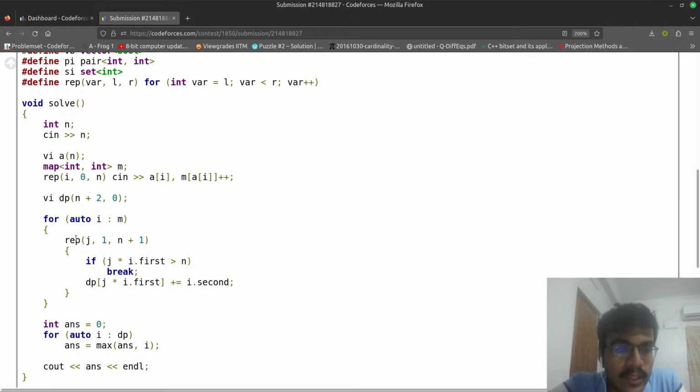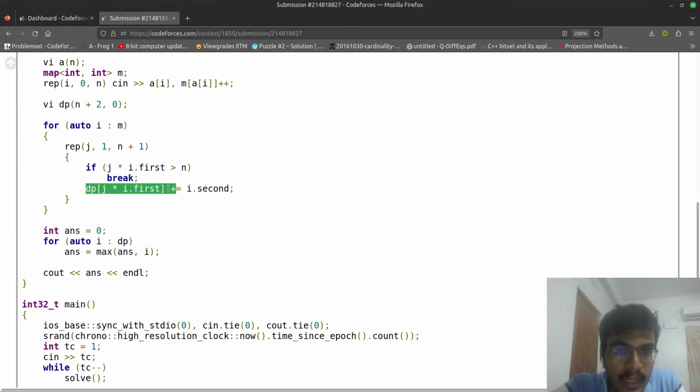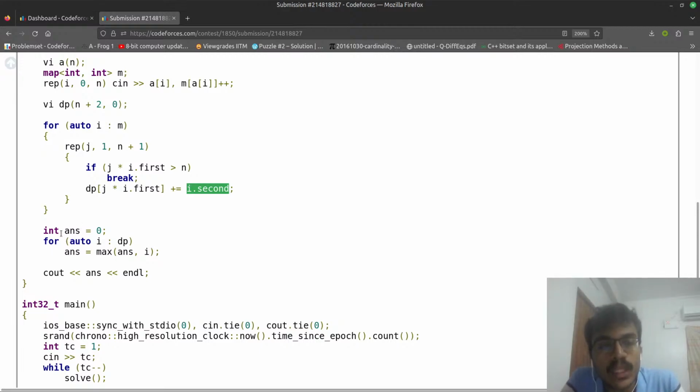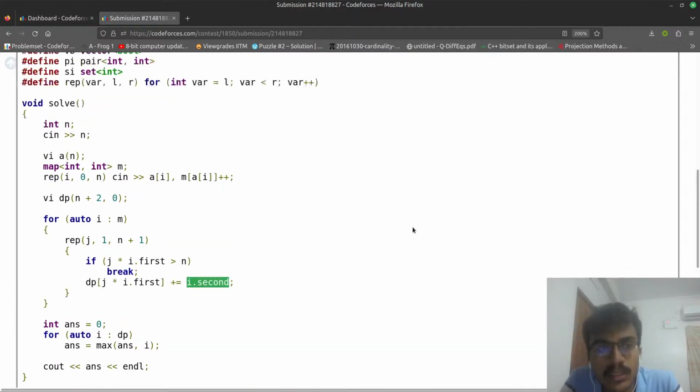Now what I'm doing is a for loop for all my indices in the map. I'm doing j goes from 1 all the way up to n plus 1, and dp of j times i dot first. So this will increment all the positions like A1, 2A1, 3A1, 4A1, etc. But it will increment those positions by how many times it occurs, because that many times it will be increased. And in the end, I'm just taking the maximum of all of these positions, and outputting the answer over here. So hopefully that's somewhat clear.